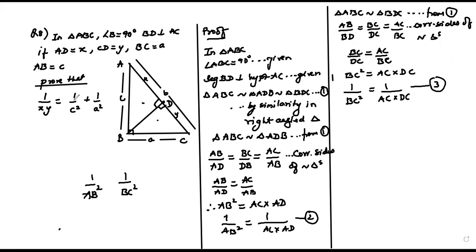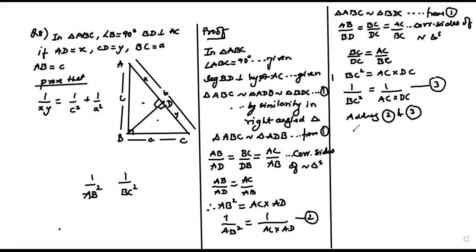Now you want 1 upon C square plus 1 upon A square. This is AB is C square and BC is A square. So what am I going to do? Adding 2 and 3. When I add two different statements, children, people should know the left-hand side gets added up, the right-hand side gets added up.